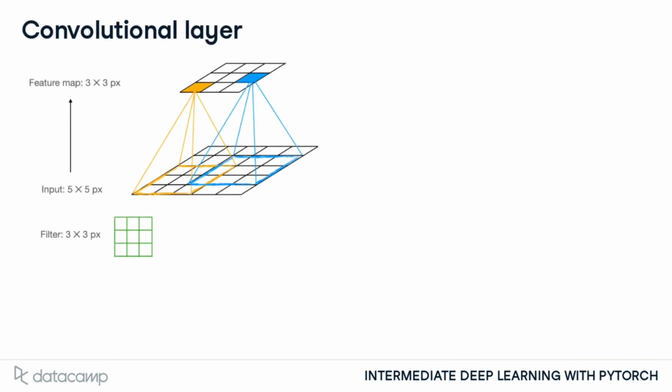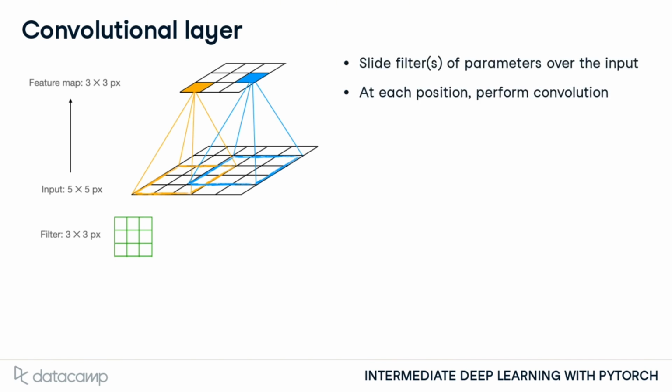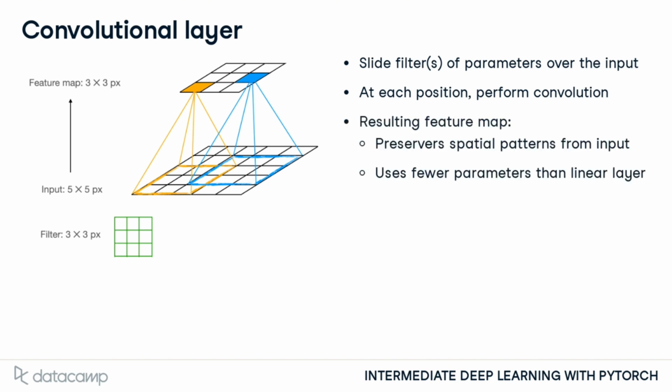In a convolutional layer, parameters are collected in one or more small grids called filters. These filters slide over the input, performing convolution operations at each position to create a feature map. Here we slide a 3x3 filter over a 5x5 input to get a 3x3 feature map. A feature map preserves spatial patterns from the input and uses fewer parameters than a linear layer.